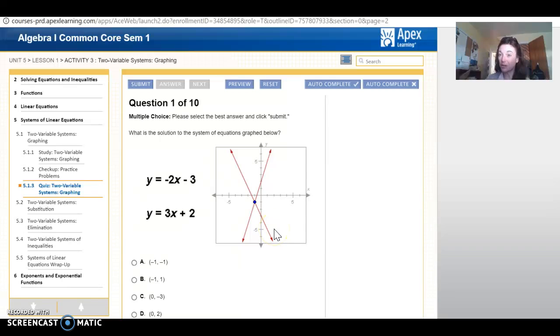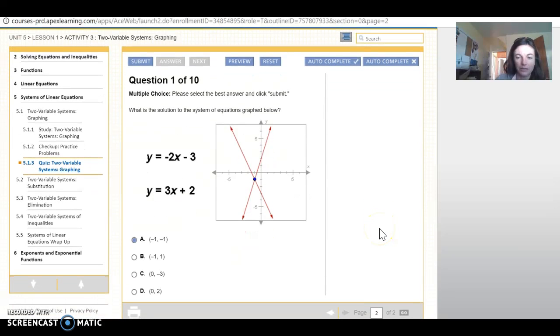That's just how I know which graphs I'm looking at. Now I also know that the solution, where these two lines equal each other, is where they intersect. I can see that that happens at x equals negative 1 and y equals negative 1. So my answer here is A, both x and y equal negative 1. Okay, so I can go next.